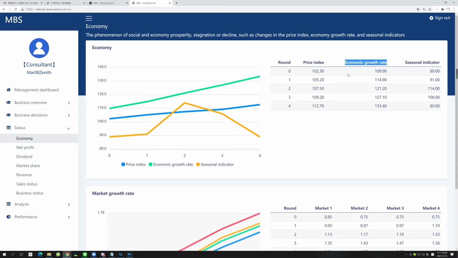And there is a direct impact on the economic growth rate, where it shows the difference between quarters. And as you see, for this round, the growth rate from quarter to quarter is about a 5% difference. And the market growth rate graph will show you the differences among markets. And you can look at those figures and use them as reference.